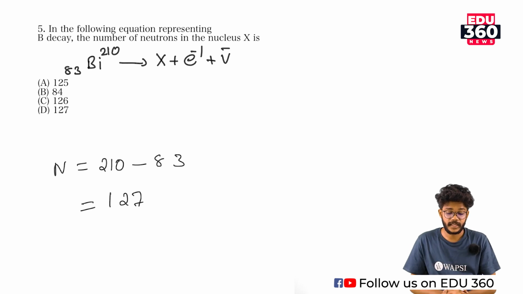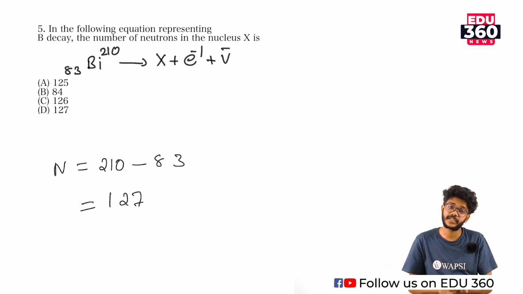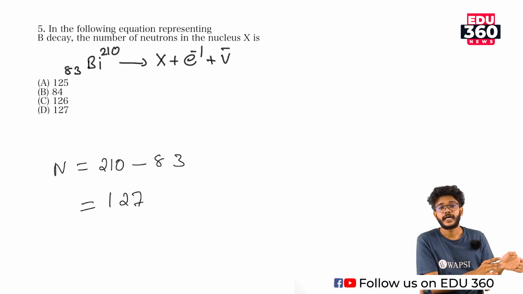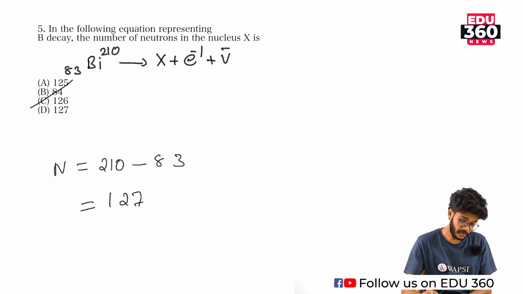But on the right side, there is an electron and a neutrino. From where are the electron and neutrino generated? It is from the decay of one neutron. So one neutron is transformed into an electron and a neutrino. So in X, we have only 126 neutrons. So option C is the correct answer.